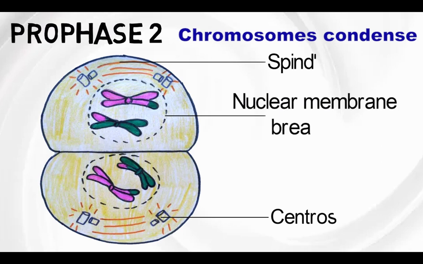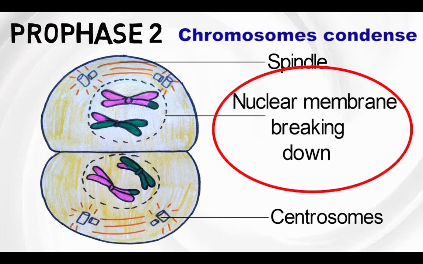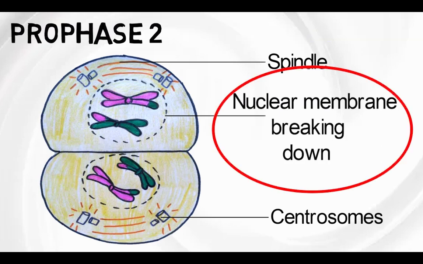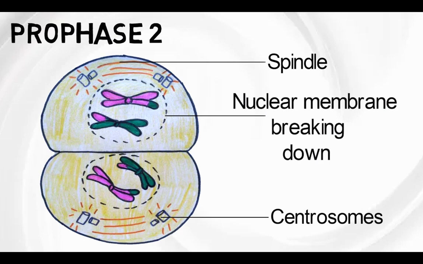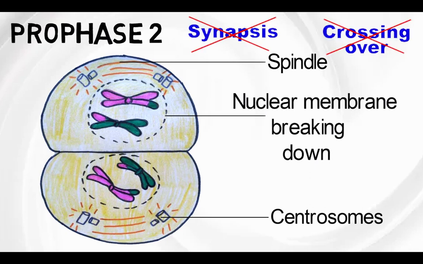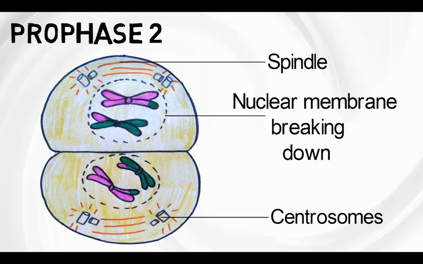The chromosomes condense again and the nuclear envelope breaks down. Yeah, the spindle apparatus also forms. It's like prophase 1. No, that's not. There is no synapsis and no more crossing over. Oh, you are correct. Then this is prophase 2.